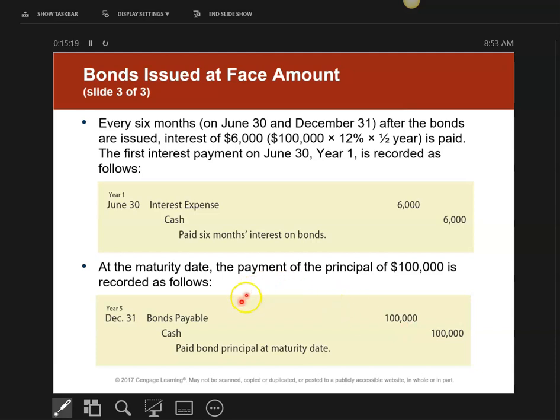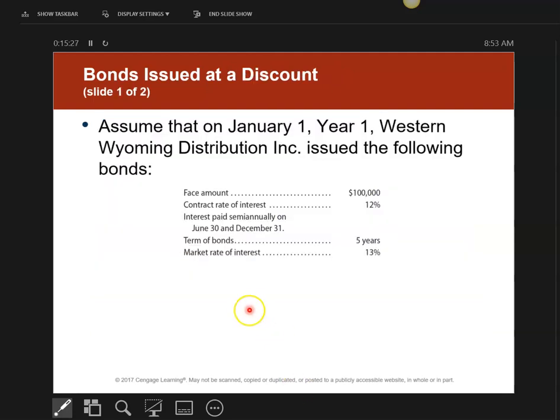Okay, so now we're going to talk about what happens when I issue them at less than face amount, or at a discount. So the same data. Here's a $100,000 bond. My contract rate is 12%. Again, that is a constant. It never changes. Paid semi-annually over 5 years. That's 10 checks or 10 periods. But market rate is 13%.